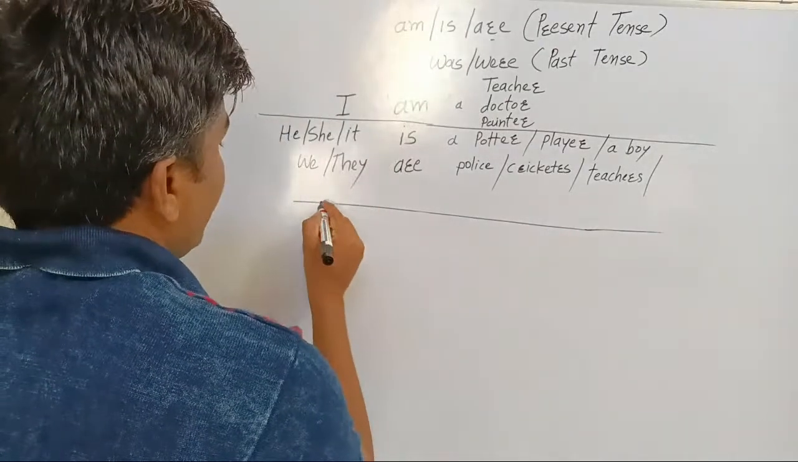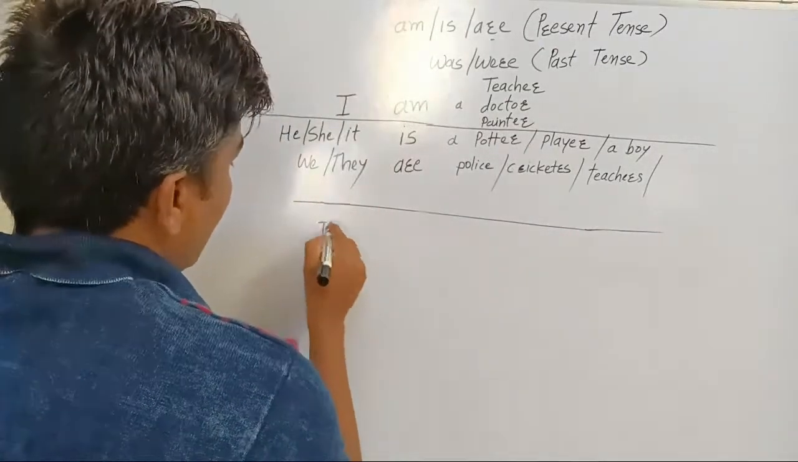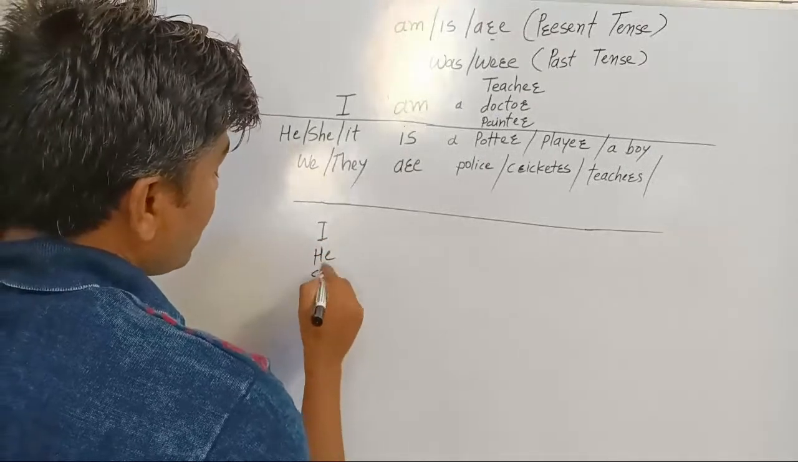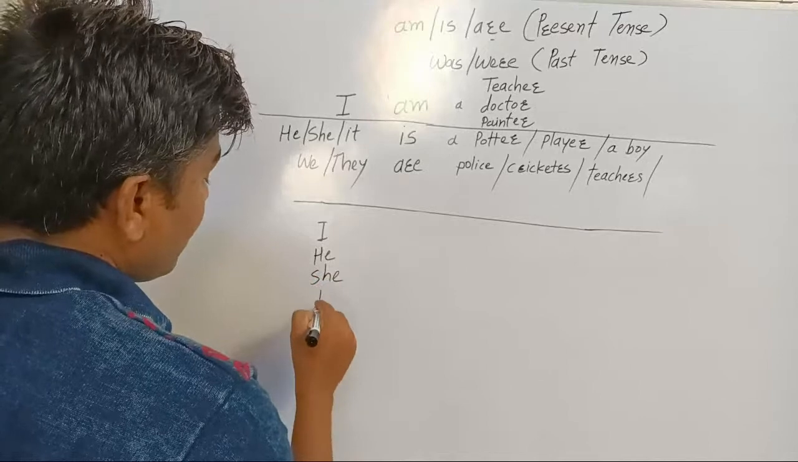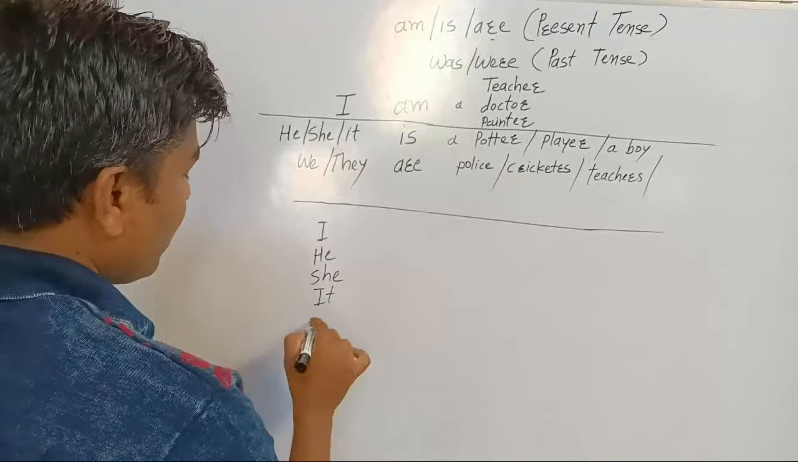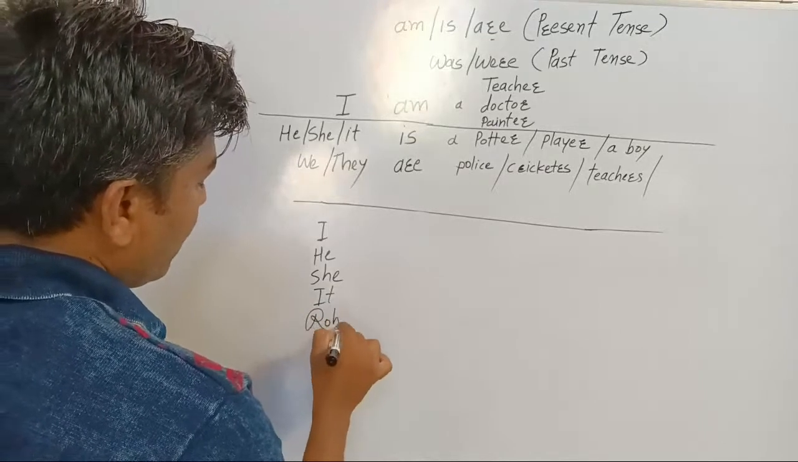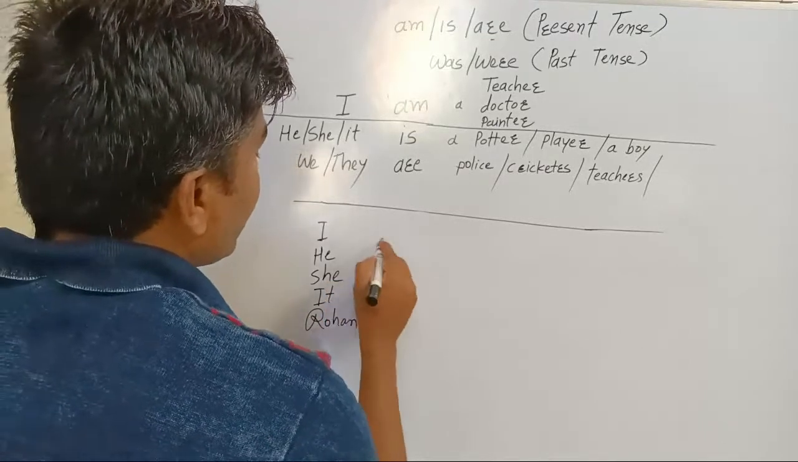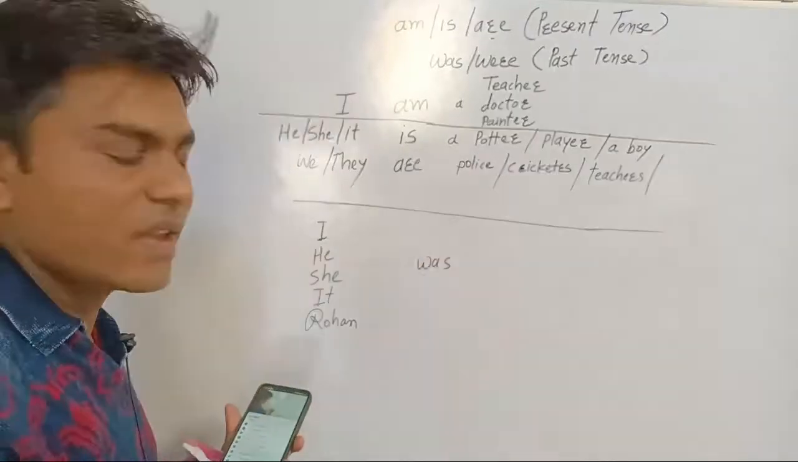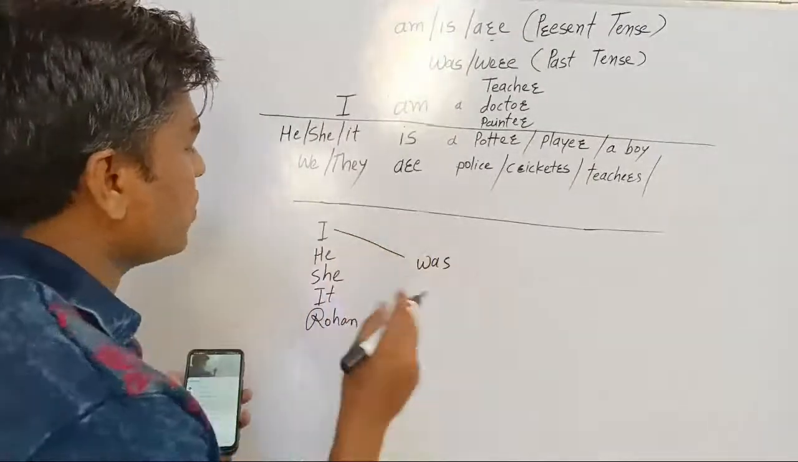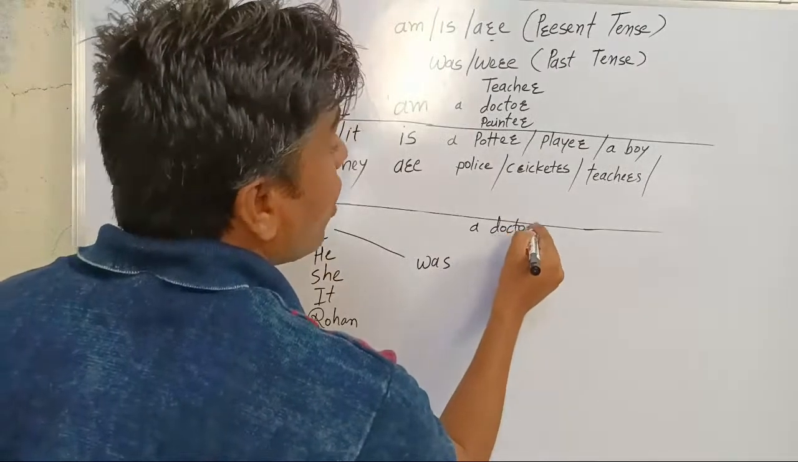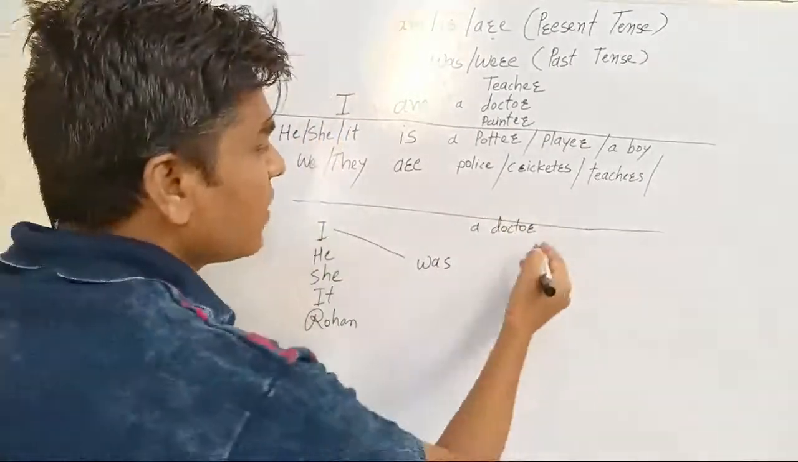I write here I, he, she, it, or Rohan. With this, we can use was. Getting? So, how we can use it: I was a doctor, or we can say I was a student.